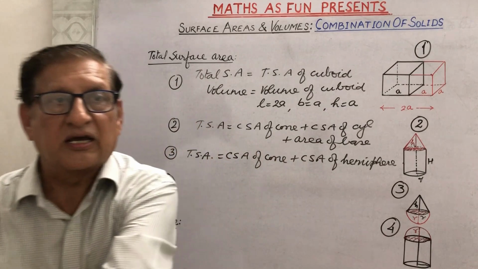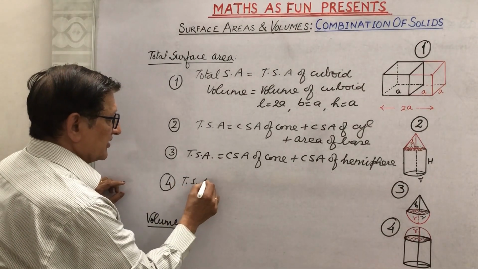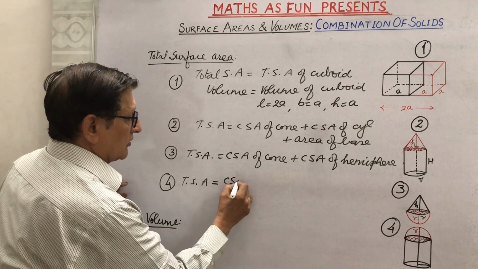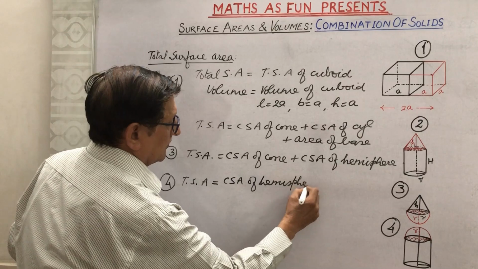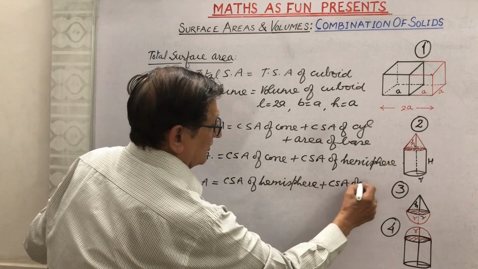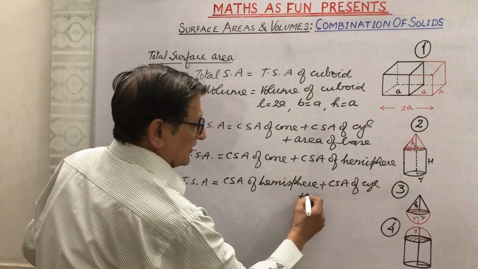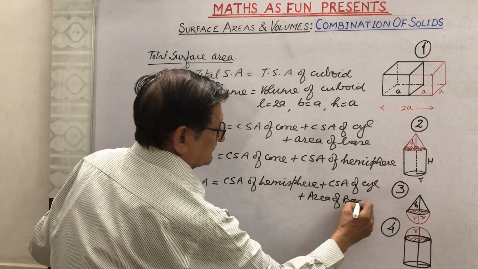So here in this case, we write this, the total surface area in this case will be curved surface area of hemisphere plus curved surface area of cylinder plus area of base.